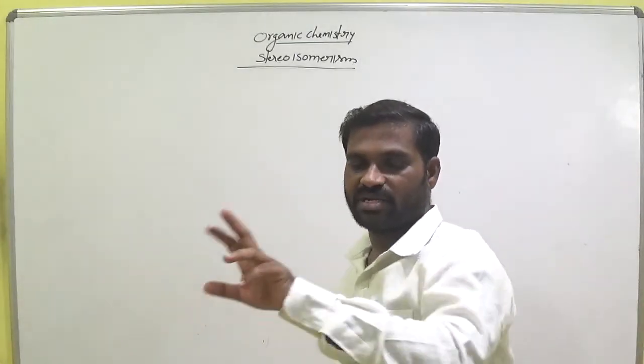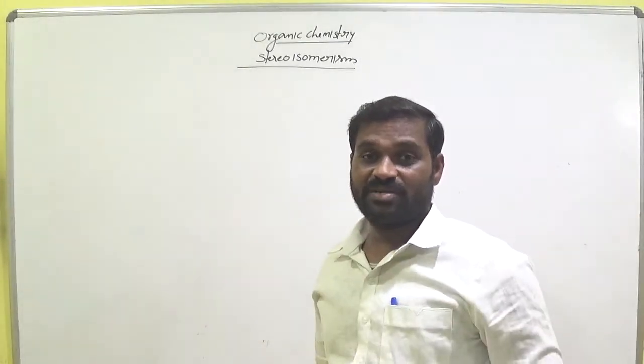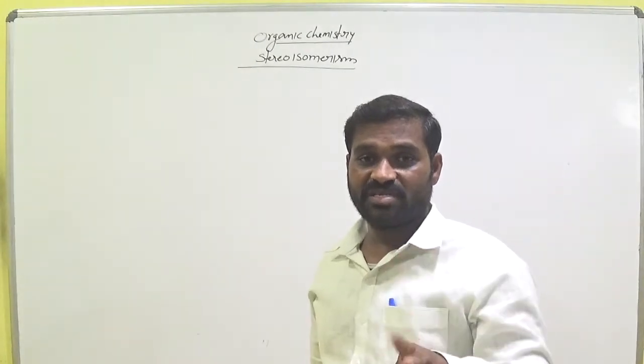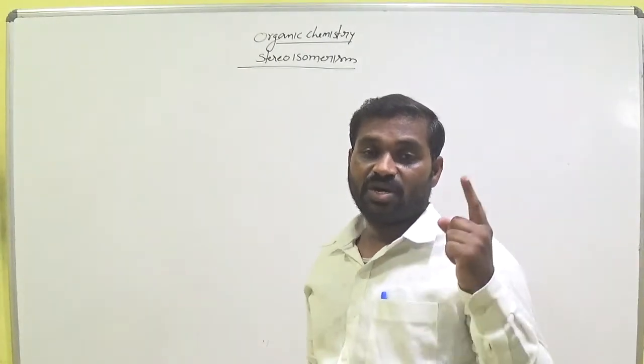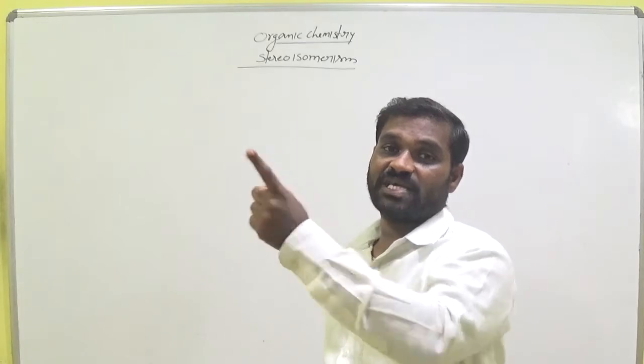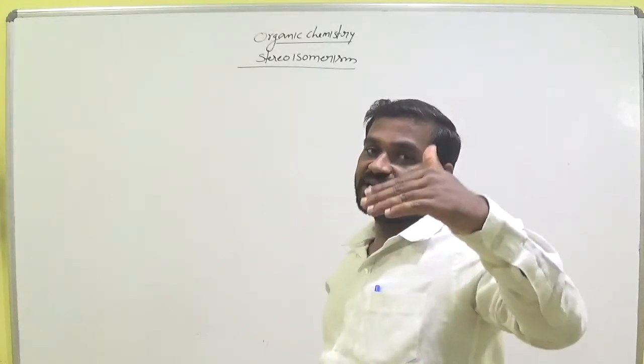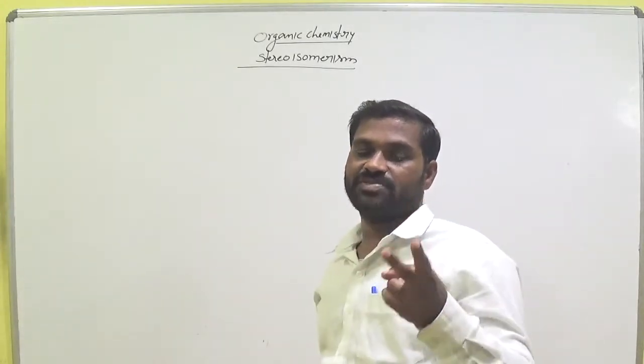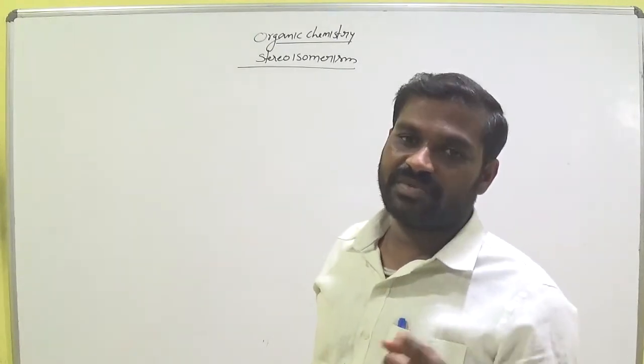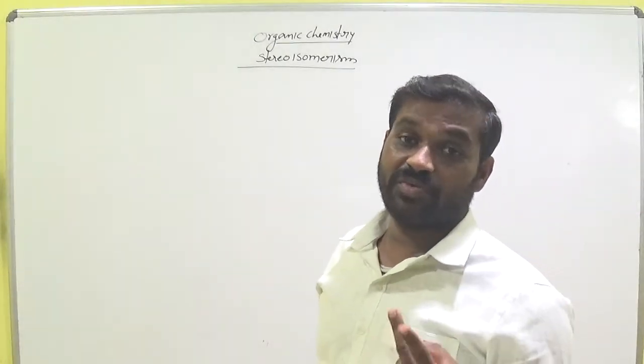Now come to the second one, that is stereoisomerism. Again stereoisomerism is classified as two types: one is configurational isomerism, another one is conformational isomerism. Configurational isomerism again is classified as two types: one is geometrical isomerism, another one is optical isomerism. These two are very important.